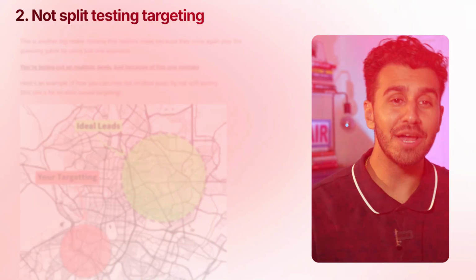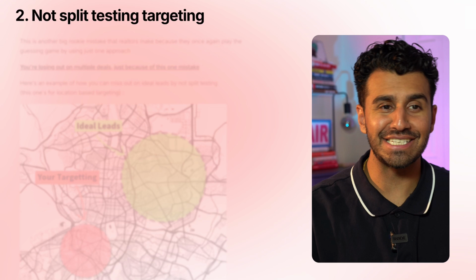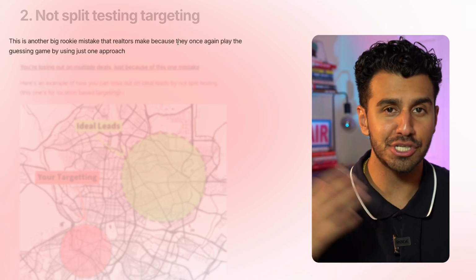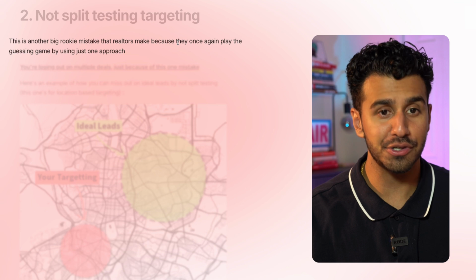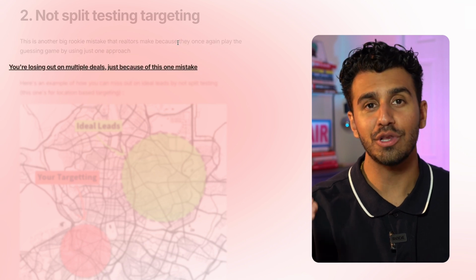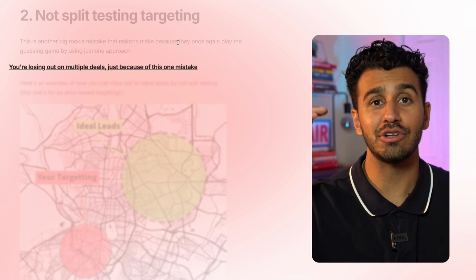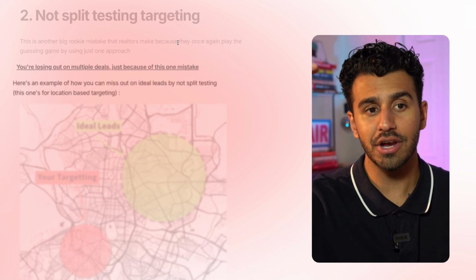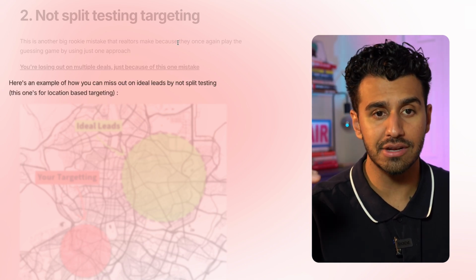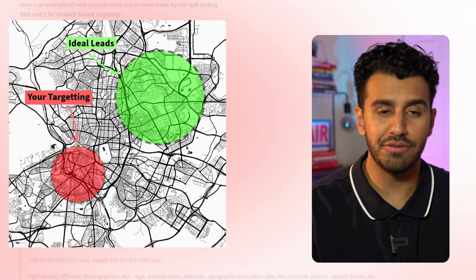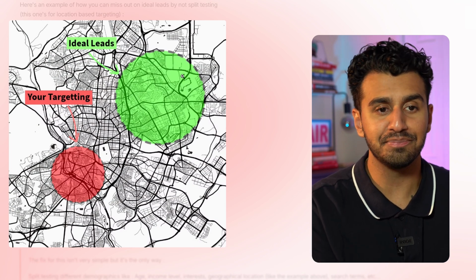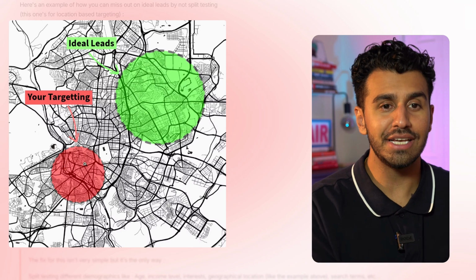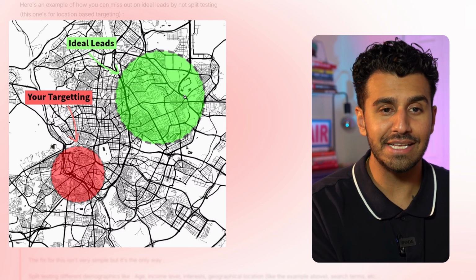On to number 2. All right, mistake number 2 is not split testing your targeting. Now, this is a pretty big rookie mistake. We see it happen all the time, especially with new agency owners, and again, with some realtors when they're getting into YouTube ads, but you are losing out on a ton of deal flow because your lead cost is going to be too high when you don't split test. And when you split test targeting, you're actually going to have a chance to decrease your lead cost, and here is an example. If your ideal leads are in a specified area, but for example, Google's algorithm is targeting a different area, you are in theory missing out on all the leads in this area.